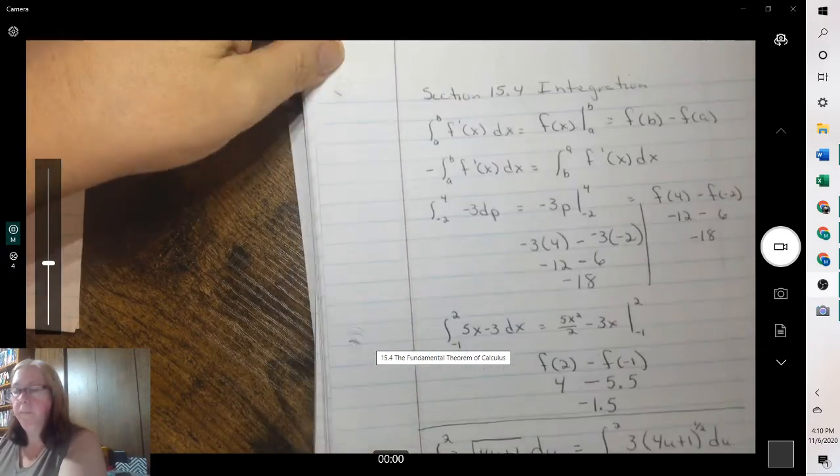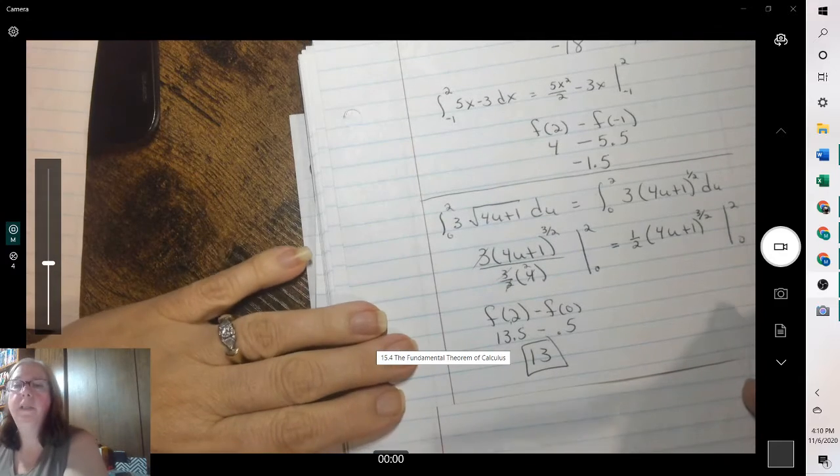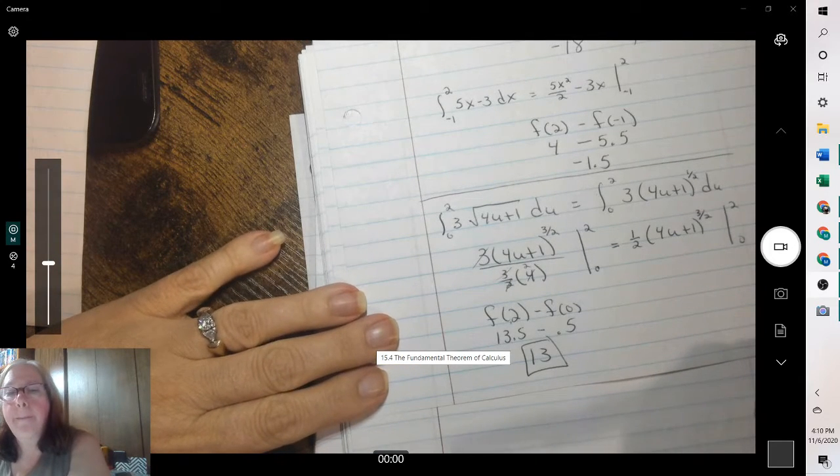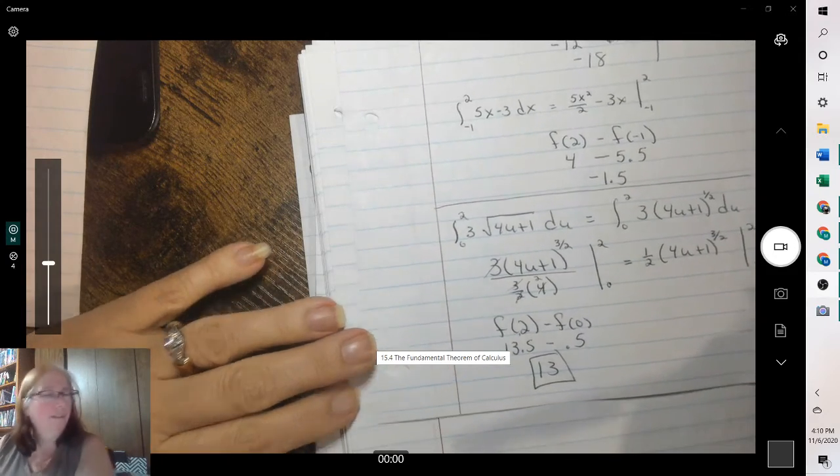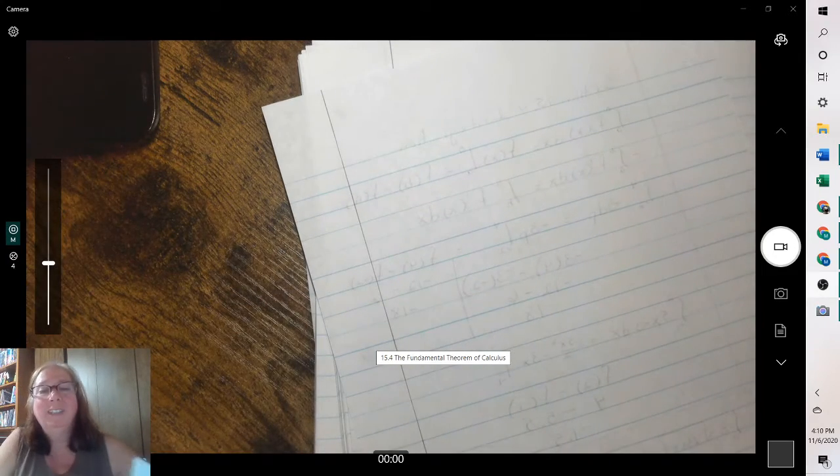Try another one. Oops, notice I ran out of space there. I don't know why that's frozen on my screen. Oh well.